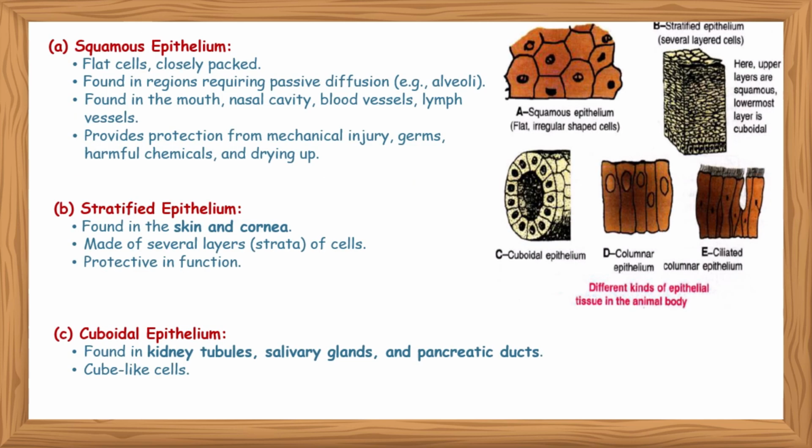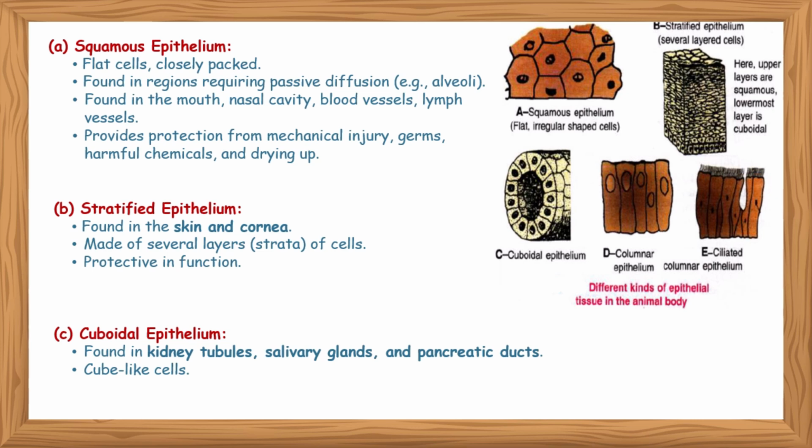Squamous epithelium has flat cells which are closely packed, found in regions requiring passive diffusion such as the alveoli. They are found in the mouth, nasal cavity, blood vessels and lymph vessels. They provide protection from mechanical injury, germs, harmful chemicals and drying up. Stratified epithelium is found in the skin and cornea. It is made up of several layers, or strata, of cells. They are protective in function.